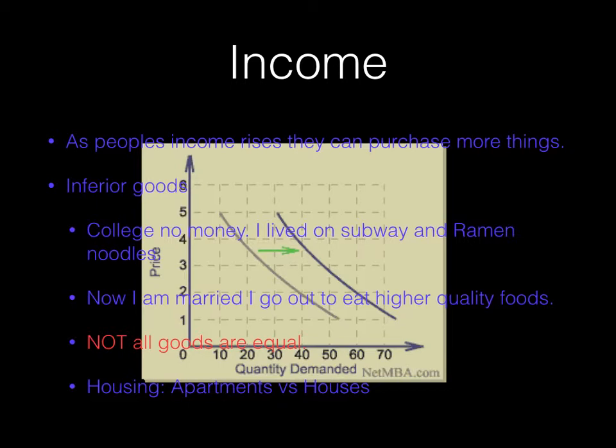For example, housing. People who don't have a lot of money generally rent apartments. Well, if you increase your income, that doesn't necessarily mean that the demand for apartments would go up. That actually might mean that the demand for apartments goes down because they shift and change to houses, and so the demand for houses would go up. So you have to think about whether it is an inferior good.